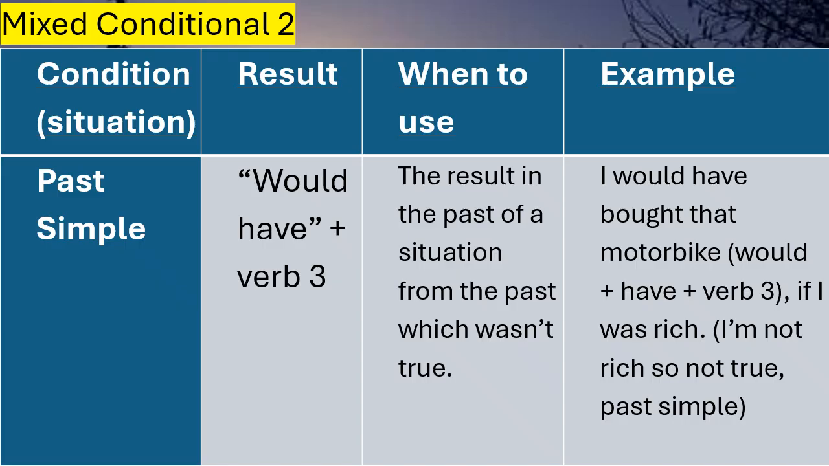Now, in this example, be careful because the result comes first and then the if part comes second. So the example says, I would have bought that motorbike. So would plus have plus verb 3. So this is the result. I would have bought that motorbike if I was rich. I'm not rich, so it's not true. And that is past simple. I was.